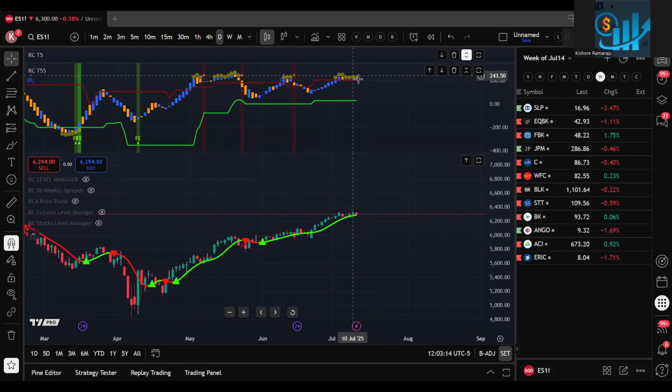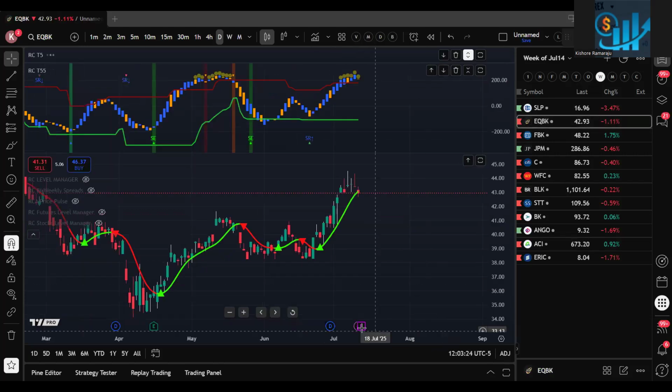There might be a big drop coming with ES in the next 1 to 2 weeks. We will see a major drop. Now we have EQBK earnings tomorrow after hours. You can see EQBK is at the top now, right? Generally, with earnings, there will be a major drop, or there will be a major bounce.